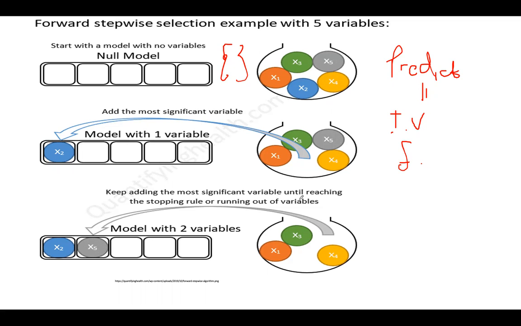some rule is satisfied. Statistically speaking, most times the criteria we use is F statistics or p-value. Each time you add a variable, you're measuring it against some statistical criteria like F stats or p-value. The one that is least significant, you remove or leave out. The one that is significant, you retain in your model. So that's forward selection.